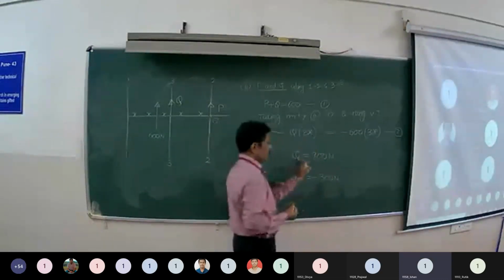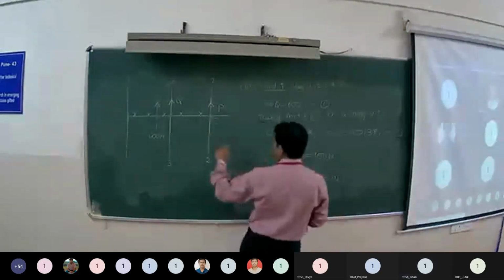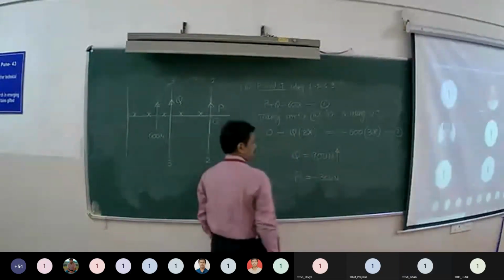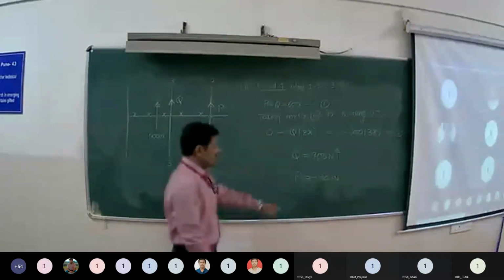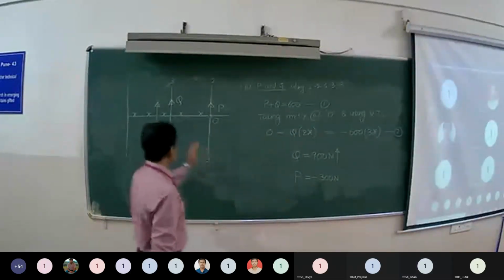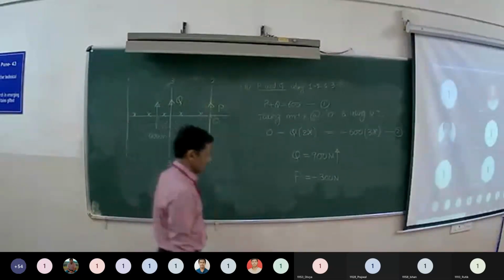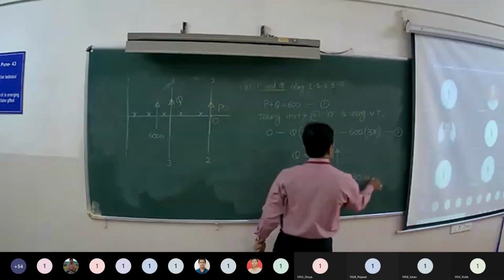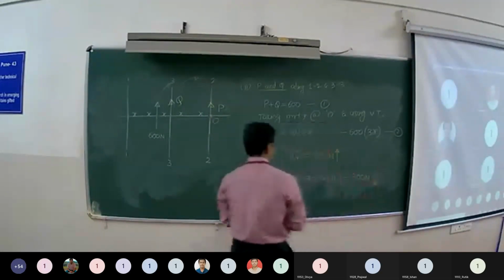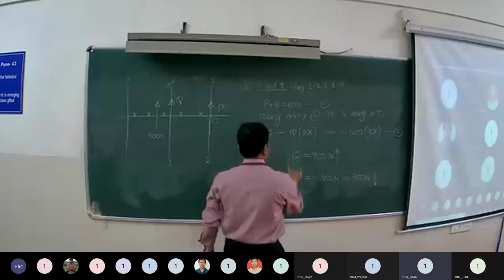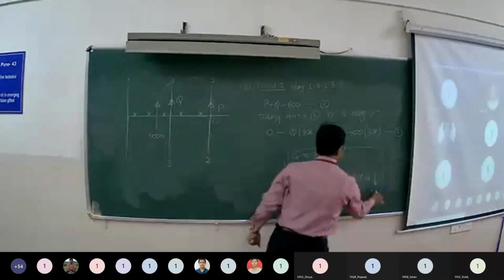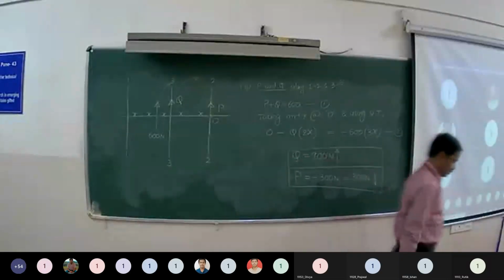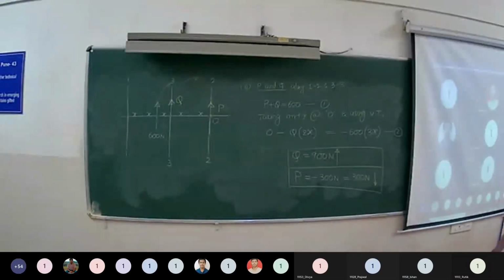So see here, Q we are getting positive answer, and we have assumed that Q is upwards. So it is upwards. Whereas P we are getting negative answer, but we have assumed that P is also upwards. Which means it is 300 Newton acting downwards. So these are the magnitudes of P and Q along the lines 2, 2 and 3, 3.